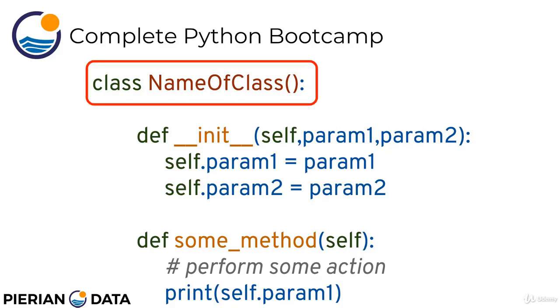So the basic way that you define an object is using the class keyword. And that's why sometimes objects are also called classes in Python. Sometimes people like to interchange those two terms. But basically we have the class keyword and then we have the name of the class.